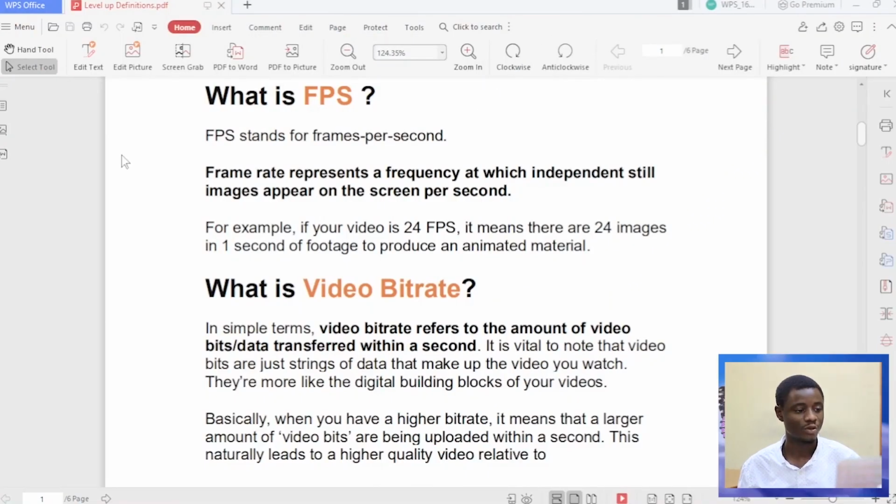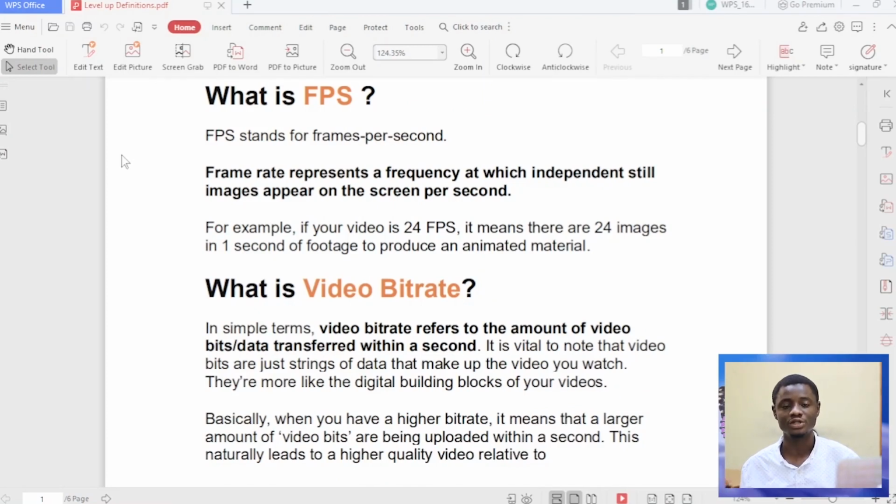So first, we'll start with what is FPS. You might have heard the words frames per second before. Maybe you've been working in the film industry, working with a video editor. You have been hearing me say change the FPS. So what does FPS stand for? FPS stands for frames per second. Frame rate represents the frequency at which independent still images appear on the screen per second.